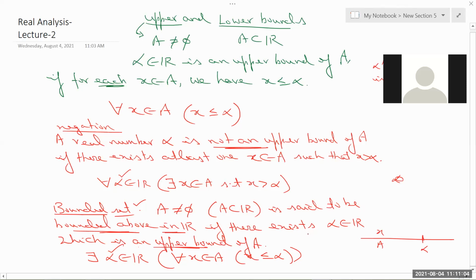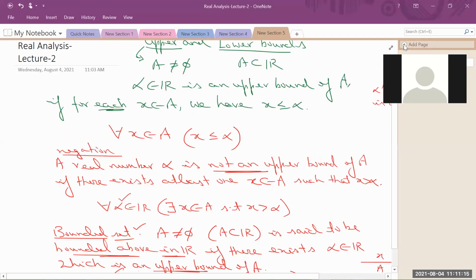Okay. So similarly, subsets of R bounded below can be defined. Yes.